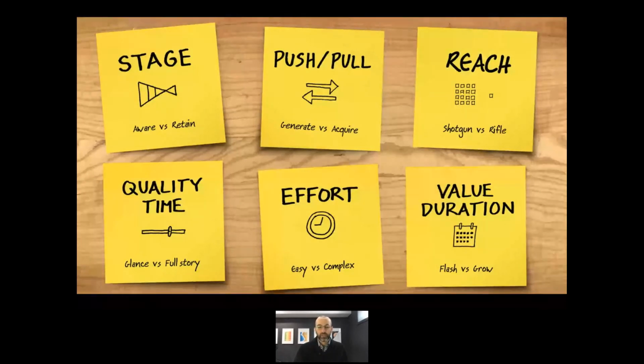And so one of the things that we try to look at is we really try to dissect and break down the channels that we're using. And we look at things like stage. Where are we spending our time? Are we in the awareness, consideration, conversion, retention? Where are we investing our time and energy right now? Are we in more of a push-pull environment? Do we need to be generating attention, or are we acquiring existing demand?